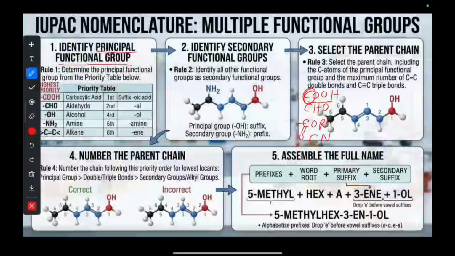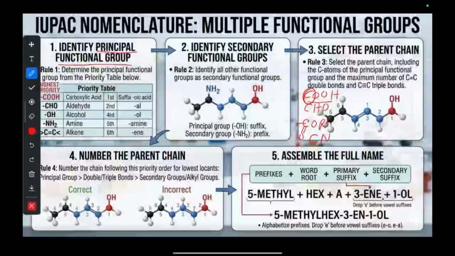And the next step is to include the maximum number of double bonds or triple bonds. If the compound given to you has a double bond or triple bond in it, you have to include them in the parent chain as well.